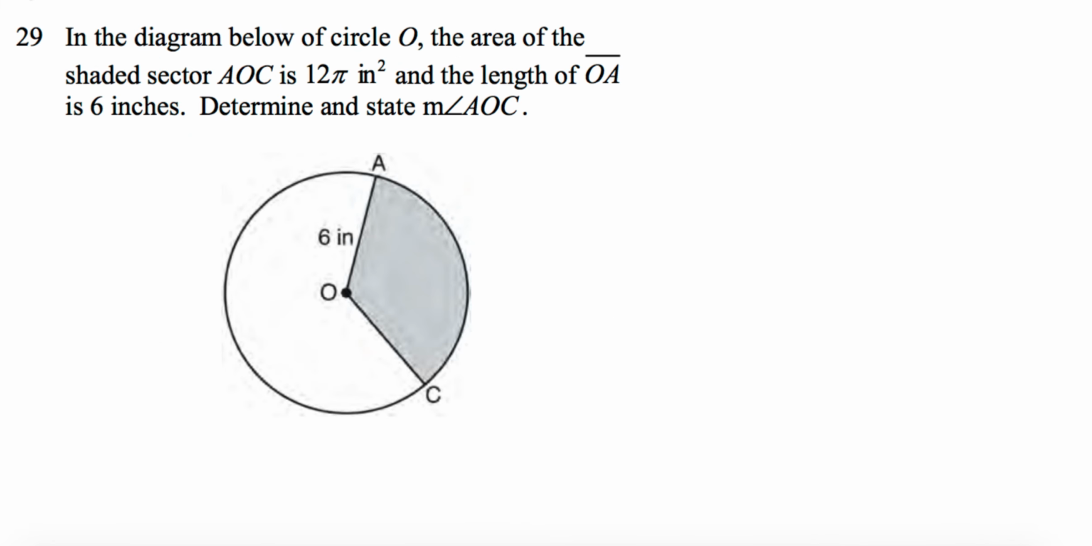All right, let's move on to the next question, number 29. The area of the shaded sector is 12 pi. This is 12 pi. And the length of OA is 6 inches. Determine the measure of angle AOC. The area of the sector is in fact found by the angle over 360 degrees times pi r squared, meaning it is proportional, that ratio, to the entire area of a circle.